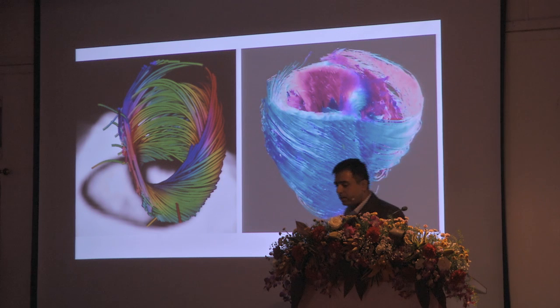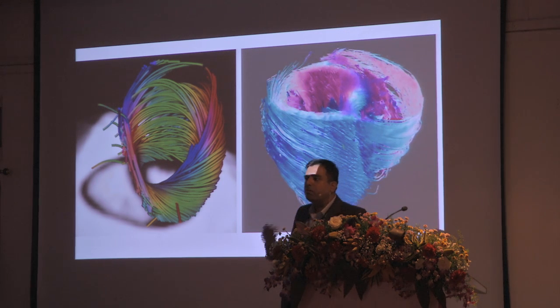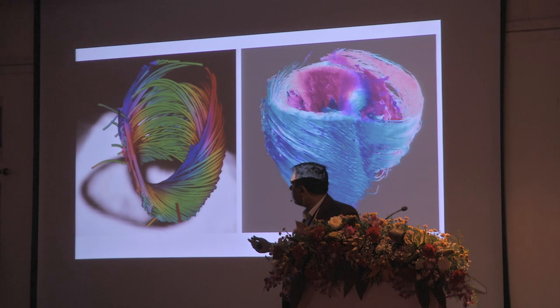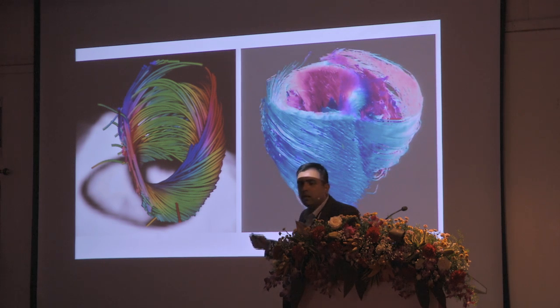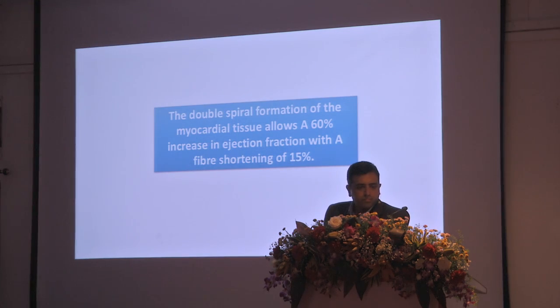Nowadays we have tagged MRI and MRI fiber studies where, thanks to neurologists who are able to map the individual neural pathways, the same technology can be applied to the heart muscle. And here you can see the subendocardial right-handed helix and the epicardial left-handed helix.